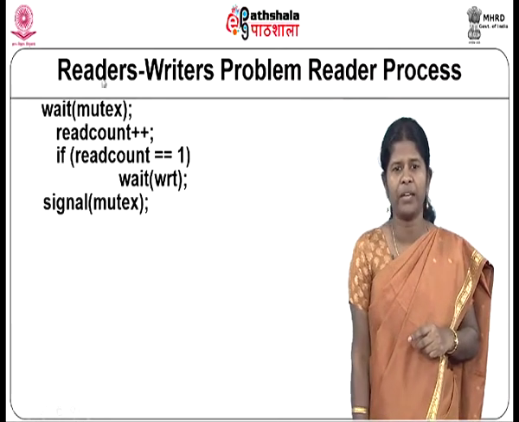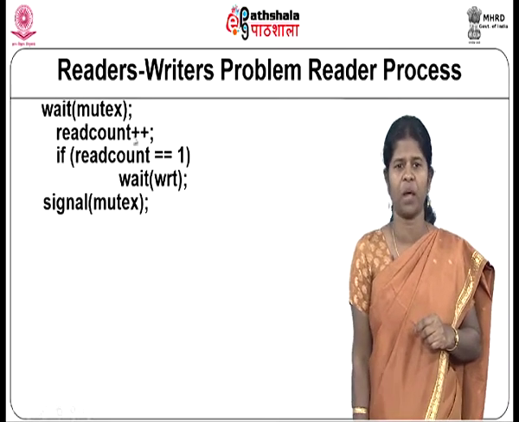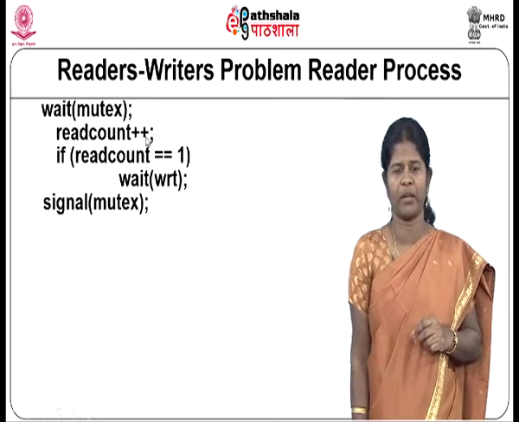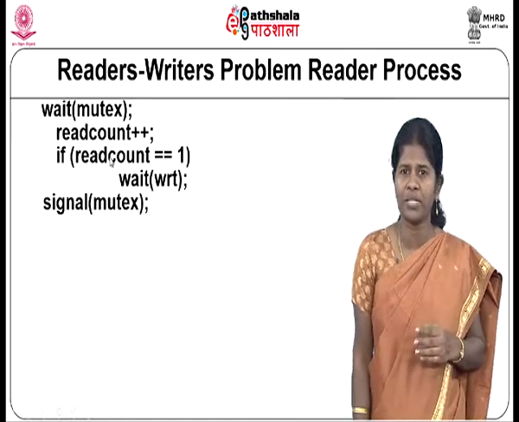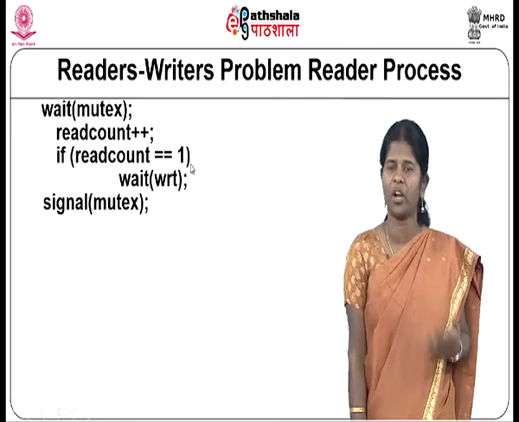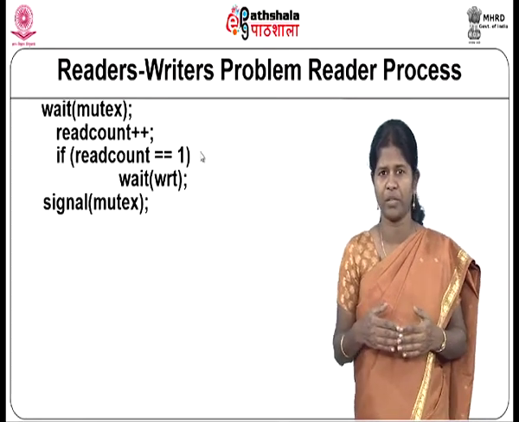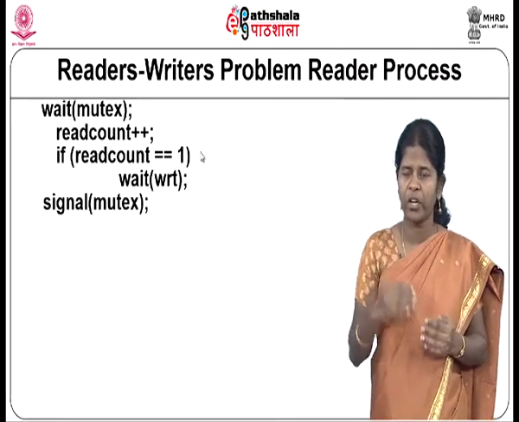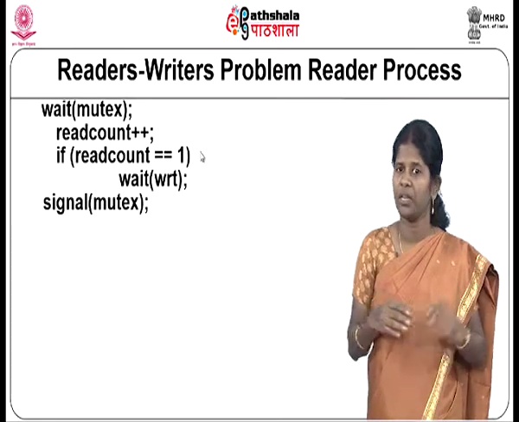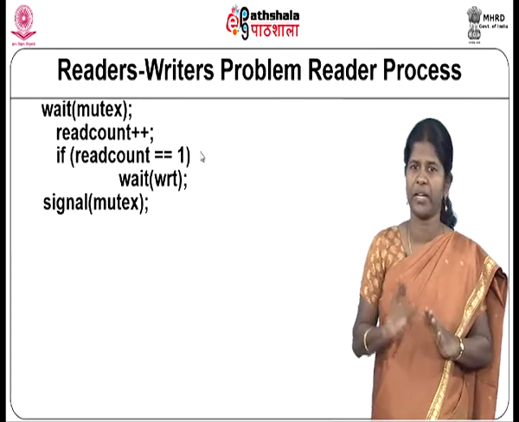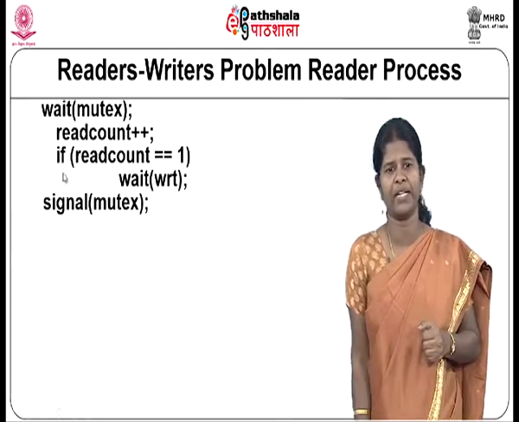Initially the reader process will wait on this mutex semaphore, which is safeguarding the read count, and then it will increment the read count, and if read count is equal to 1, then it will wait on WRT. When will read count be equal to 1? It will be equal to 1 when the first reader is trying to read. So, when the first reader is trying to read, it will also check if anyone else is writing into the file at that time. If a process is writing, then this reader will not read, it will just wait. Only after the writer finishes, the reader will continue to read. And then it signals mutex.